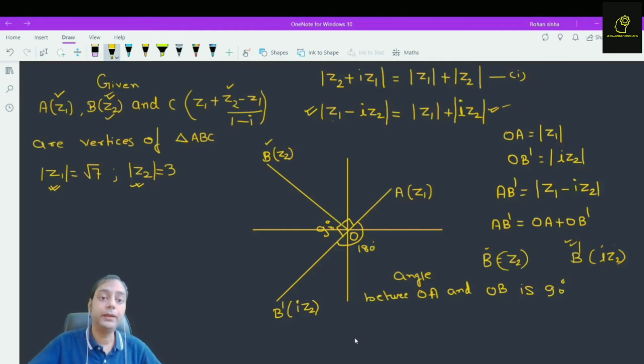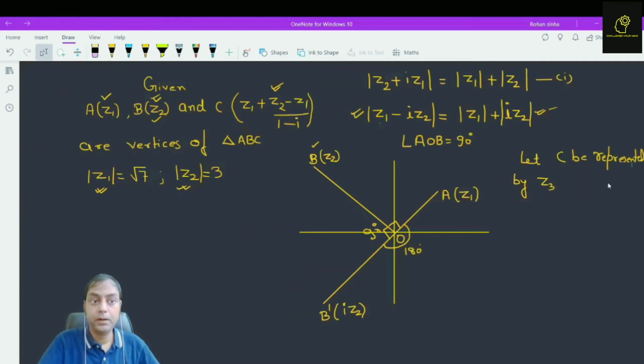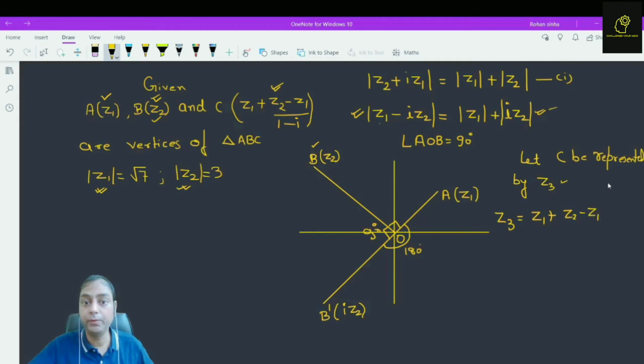Now what is C? C is given as C. Now let point C be represented by Z3. Now what is Z3? From here, C is Z1 plus (Z2 minus Z1) divided by (1 minus i). So what can be said? Z3 is equal to Z1 plus (Z2 minus Z1) upon (1 minus i).